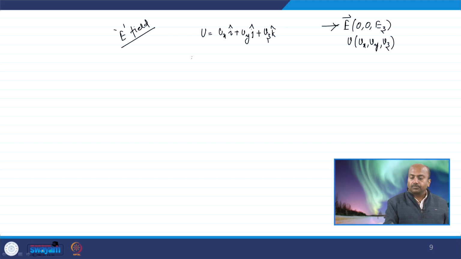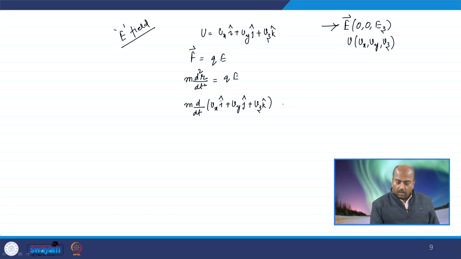So, the force that the plasma particle experiences because of the electric field is Q times E. So, m d square r by dt square is Q times E, or m d by dt of Vx i cap plus Vy j cap plus Vz k cap is equal to Q times Ez.